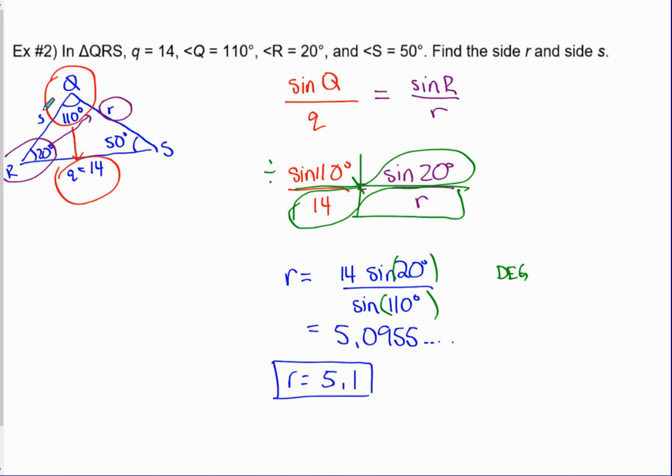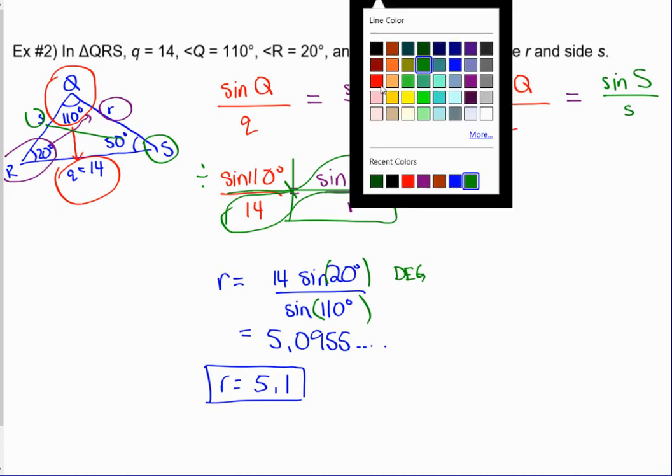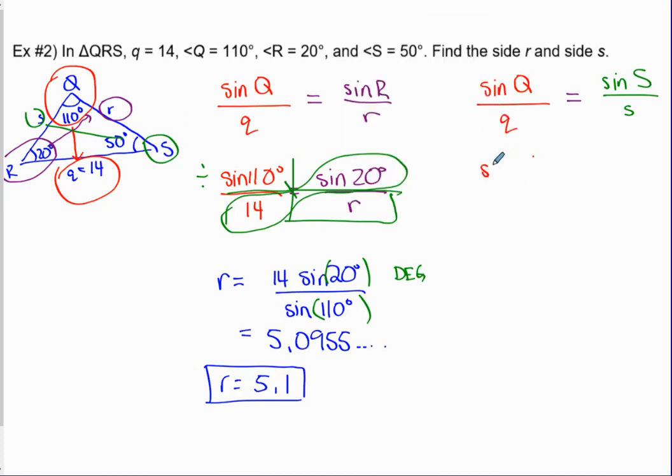Now to figure out S, we just do the same thing, except right here, instead of sine R over R, we'll have sine S over S. Okay, so I'm just going to move things around, equals, then here we'll have S and its opposite side right there. It's getting all messy, but you see what I'm doing. Okay, so sine S over side S. So angle S, opposite side, and substituting in. So this stays the same.